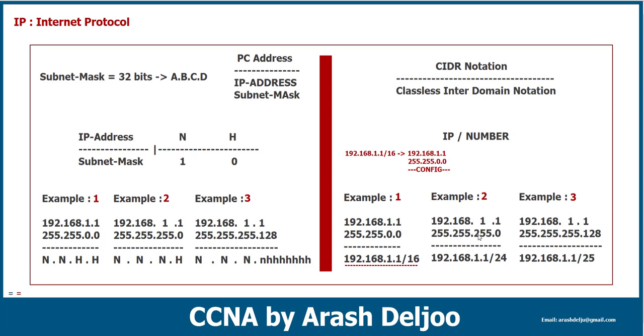This means that the first 24 bits of the IP address are the network bits. We can say 192.168.1.1/24. This means the first 24 bits of this IP address are network bits. Both of them are the same.